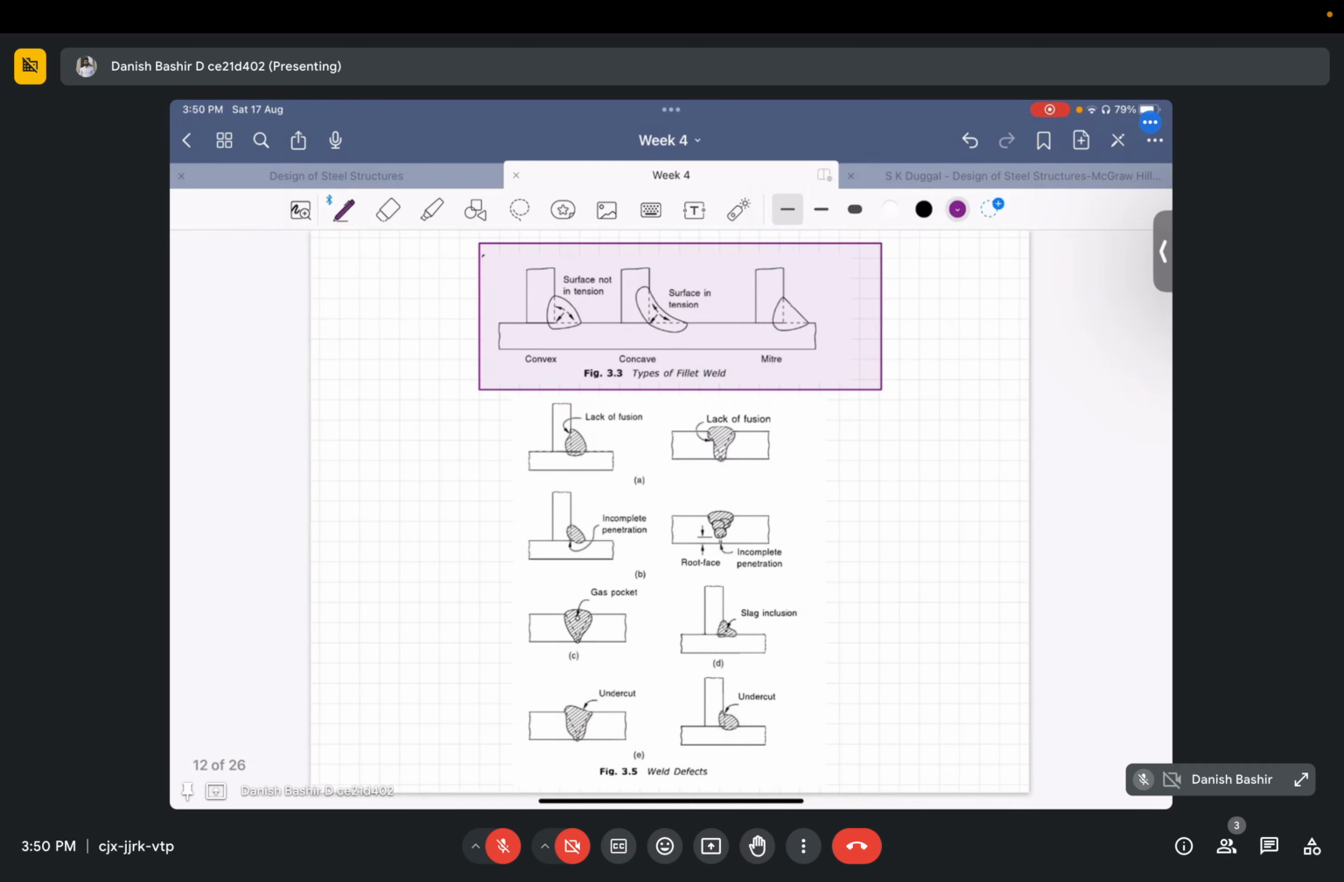Then we have another topic, which is the welding process. How this welding is done. I think that is not important so far in the design of steel structures. Let me tell you the common type of welding process used, metal arc welding.